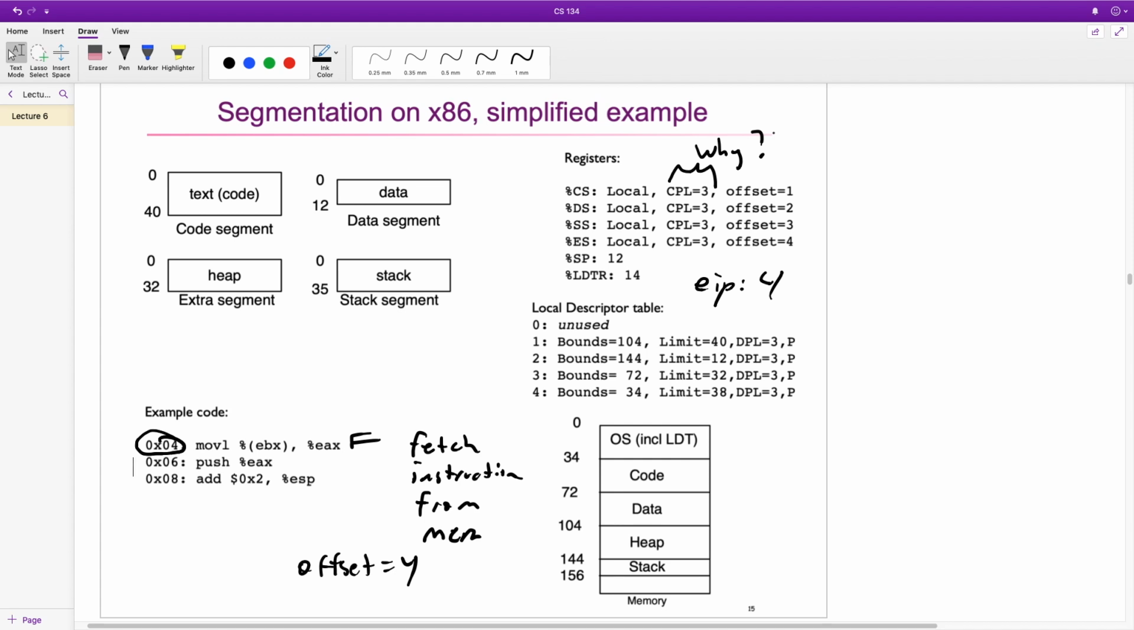Now we move EBX. So that means we have to get the EBX register, which, we don't see what the value of it is, but it's something. So we use the code segment, so it's going to use the code segment register. It's going to use the offset. It's going to go down to here. It's going to say the bounds is 104. So it's going to be 104 plus 4 is 108. So we're going to fetch the instruction from physical address 108.